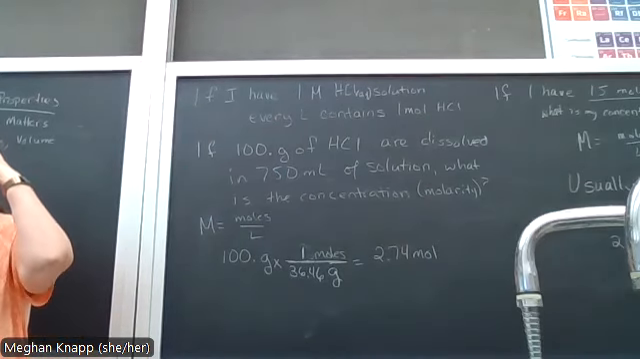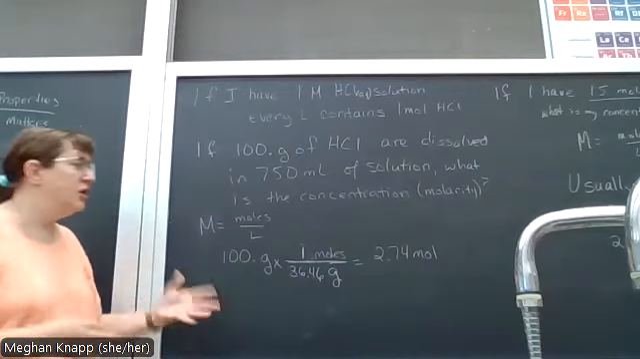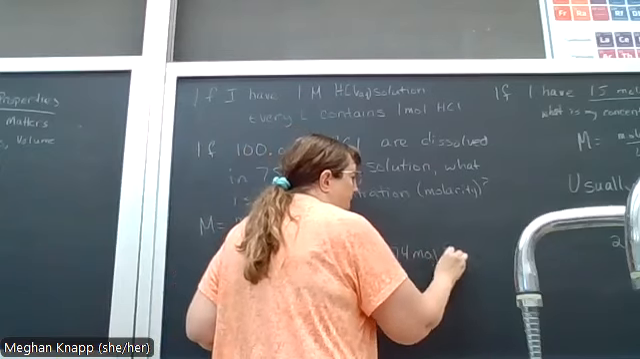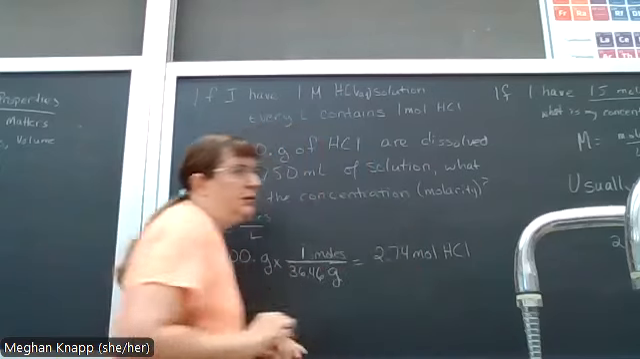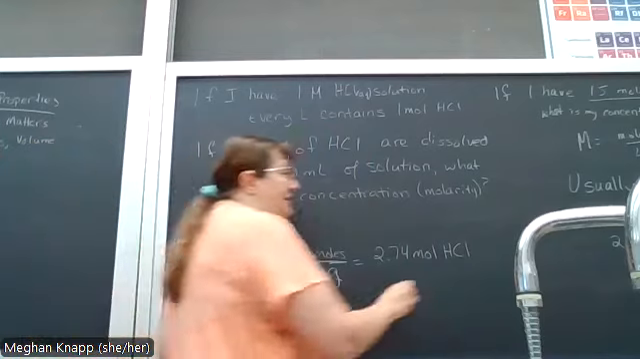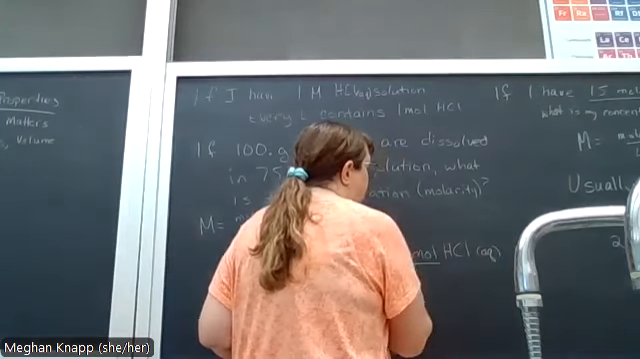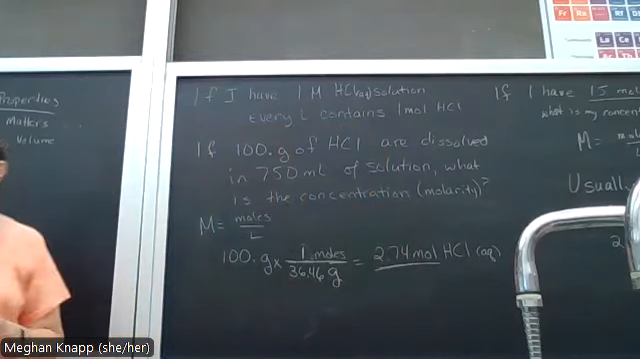Now I want to keep track of what I'm talking about because I've got a mixture here. I don't want to mix up in my head: am I talking about the water? Am I talking about the hydrochloric acid? Am I talking about the solution? So this is just the HCl. And if I want to clarify what it's dissolved in, then I can say it's aqueous. But the HCl itself is only this many moles.